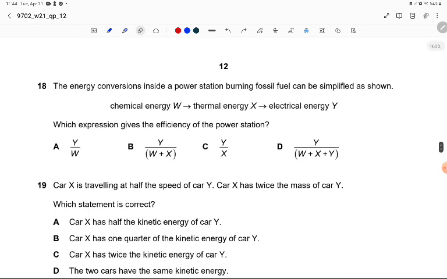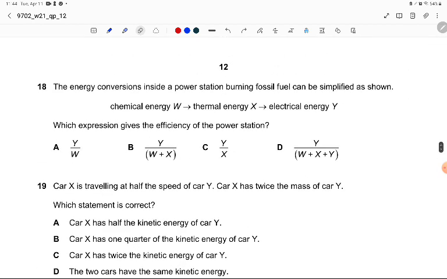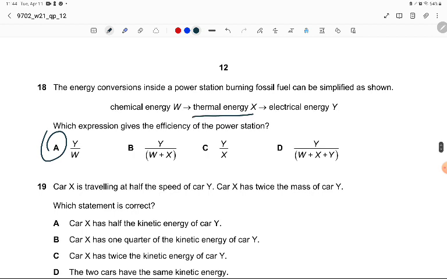Anyways, next step, question number 18. The energy conversion inside a power station burning fossil fuel can be simplified as shown. Chemical energy W, thermal energy X. Okay, chemical goes to thermal and thermal goes to electrical. Which expression gives the efficiency of the power station? The power station efficiency is the total power output over the total power input. So output is Y over the input should be W. So A should be the right answer. The mid step can be skipped altogether. Anyways. Next step.